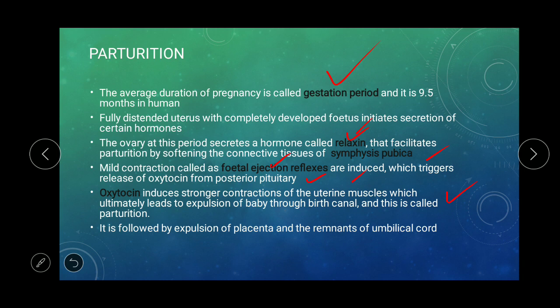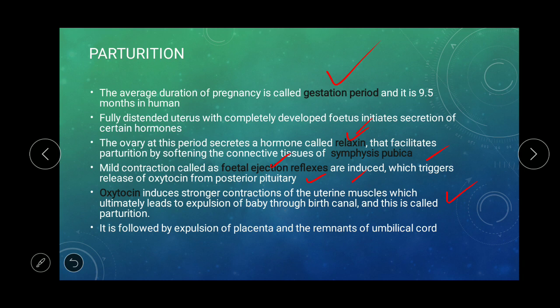So various hormones are there, relaxin is there, then oxytocin is there. You also have to remember the source, from where it is secreted, and where it causes its action. All of these things you have to remember. And after the parturition of the baby, the umbilical cord, that is the attachment between the placenta and the fetus, and the placenta itself will fall off or be expelled out. After the expulsion of the placenta and the remnants of the umbilical cord, the parturition process is completed.